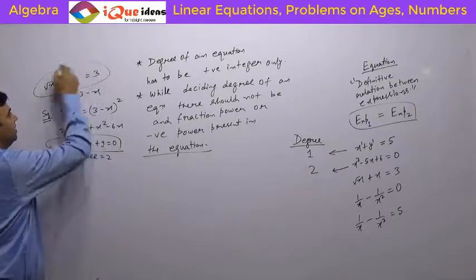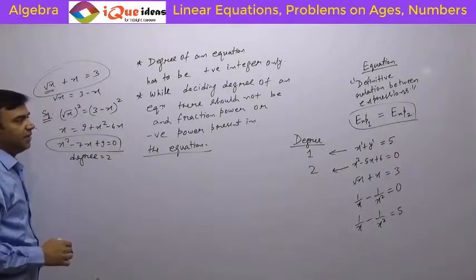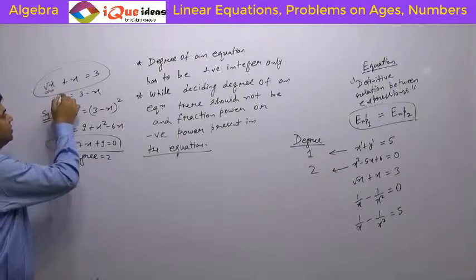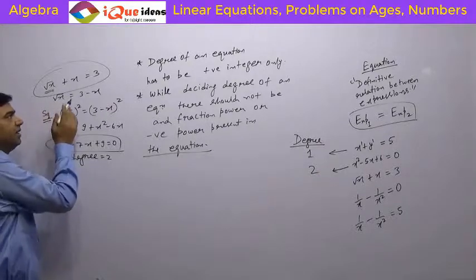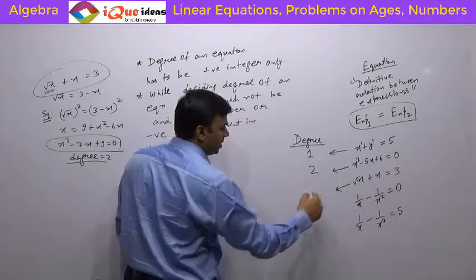So for this equation, we cannot find the degree directly because there is a root x available there. There is a fraction power available there. So we have to remove that square root by separating it and then squaring it. So degree is 2. So the degree of this equation is 2.